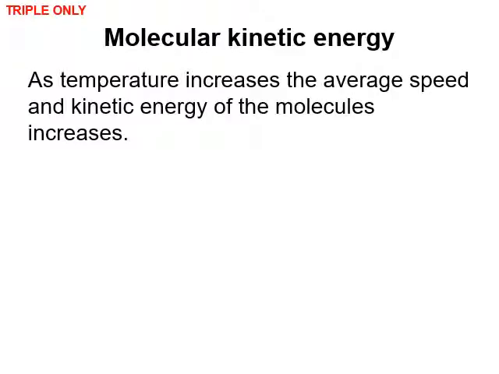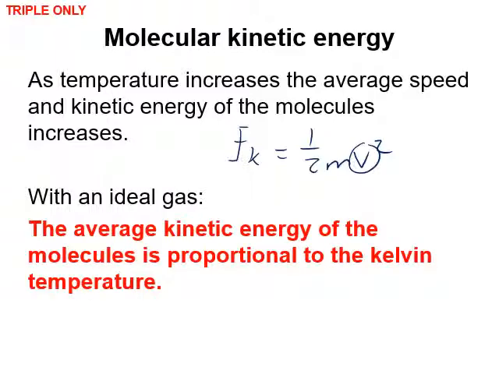Now we're going to look at this idea of kinetic energy and how it relates to temperature, in the case of the kinetic energy of molecules. As temperature increases, the average speed and kinetic energy of the molecules increases, because remember that kinetic energy equals half mv squared. So if we're increasing the speed or velocity of the molecules, then the kinetic energy is going to increase. With an ideal gas, the average kinetic energy of the molecules is proportional to the Kelvin temperature, or EK is proportional to temperature. So as the temperature increases, so will the kinetic energy.